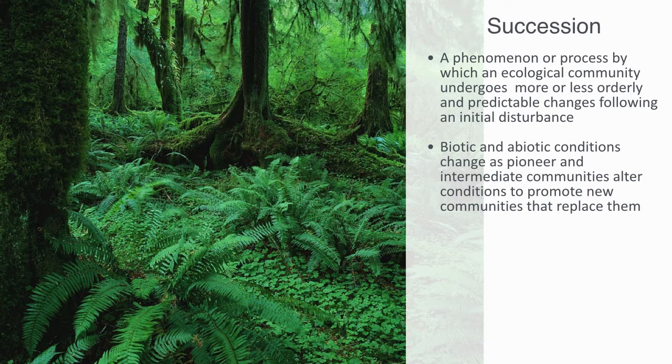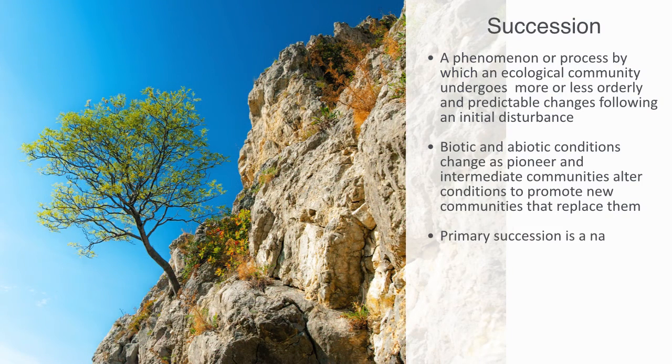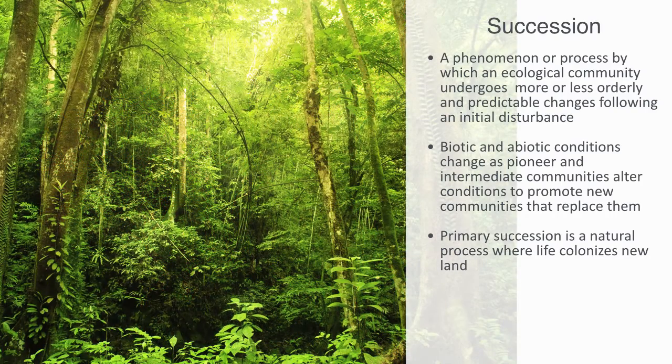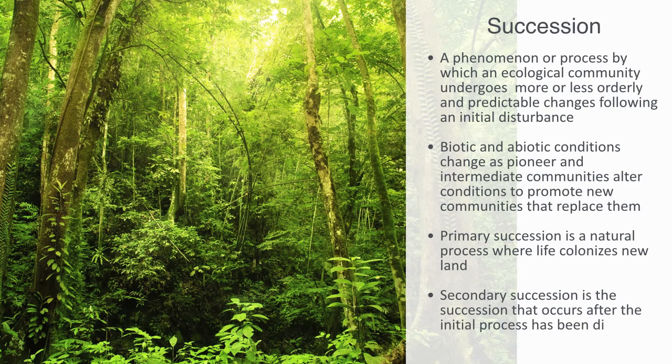Succession is the natural evolution or progression of an ecosystem, and there are just two types, primary or secondary. Primary succession is a natural process where life colonizes new land. Secondary succession is the succession that occurs after the initial process has been disrupted and some plants and animals still exist. As such, it is usually faster than primary succession. Succession shows how an ecosystem stabilizes after a disruption as plants and animals return. During succession, two of the most notable changes are an increase in species diversity and ecosystem stability.